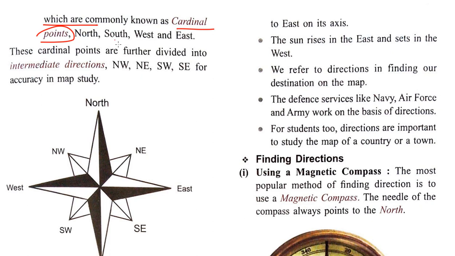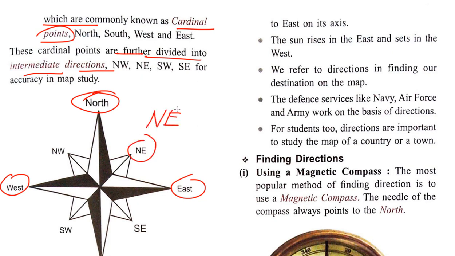So these 4 are cardinal directions, and these cardinal points are further divided into intermediate directions, that means in between north and east. What will it be? Northeast. This is one ordinal direction. Then in between north and west, northwest, then southwest, southeast. So these four are ordinal directions or intermediate directions.